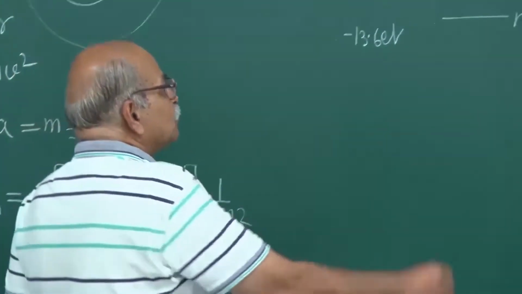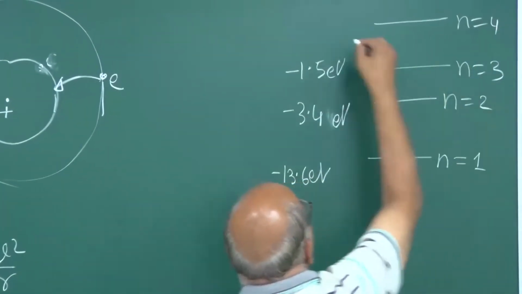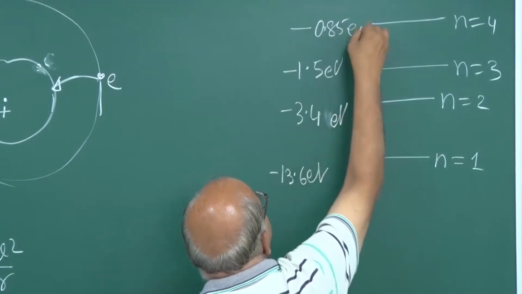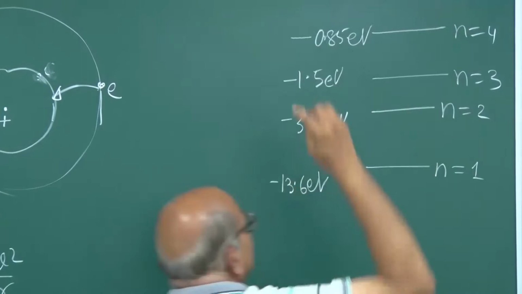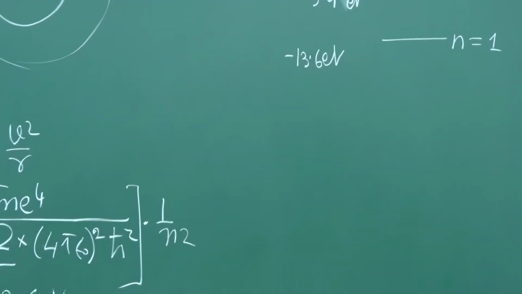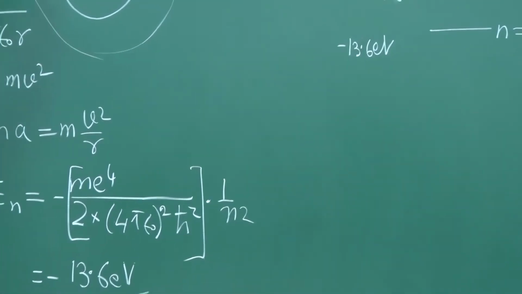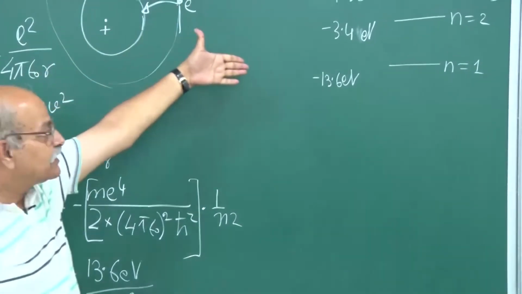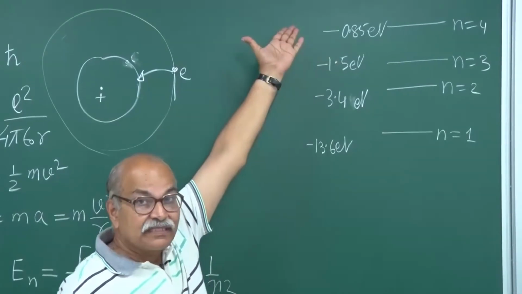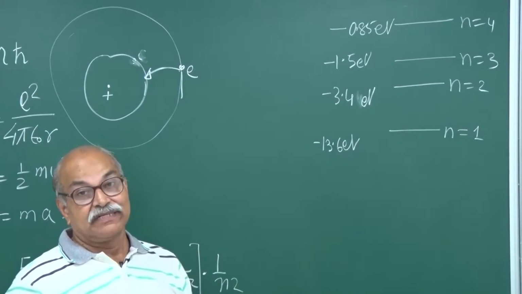Similarly, if you go for n equal to 4, you will have this divided by 16, so it will be minus 0.85 eV, I believe. Like that you can go beyond. So this was to get the allowed energy levels. This hydrogen atom can have this energy or this energy or this energy, depending on which circular orbit the electron is going.